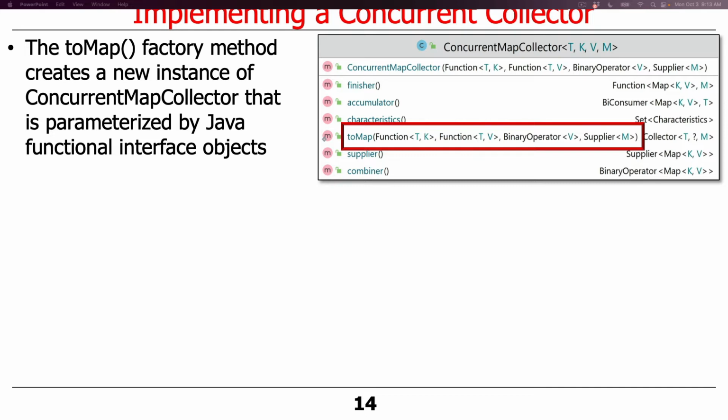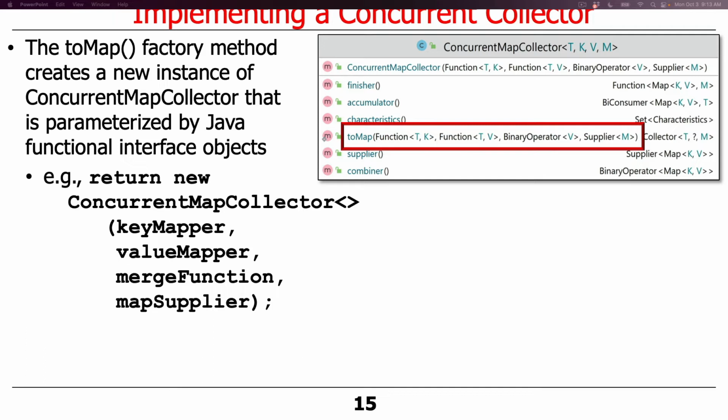There's a factory method defined on the concurrent map collector that makes a new instance of it, parameterized by whatever types we want to use for these various things. We'll talk about what those types are. For example, as we'll see, it implements this by taking the key mapper, which is a function, a value mapper, which is a function, a merge function, which is a binary operator, and then finally the map supplier, which is a supplier that makes the appropriate type of map that we want to use as the return.